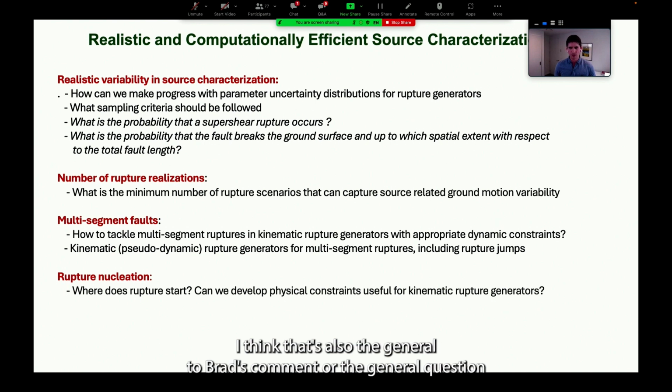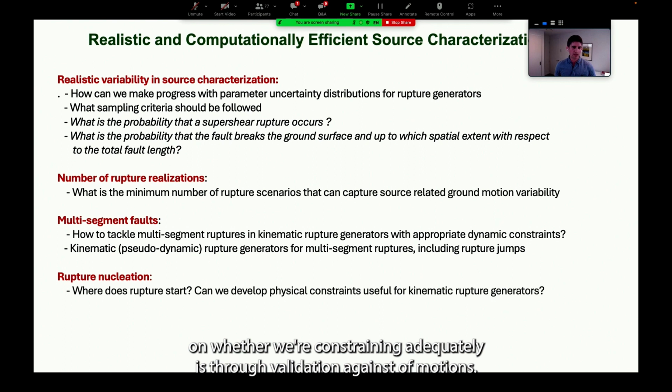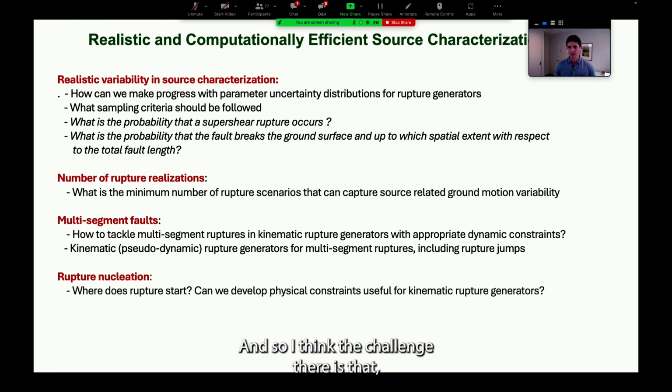I think that's also the general answer to Brad's question about that epistemic distribution. And really, in my opinion, the only way to get a handle on whether we're constraining that adequately is through validation against observed ground motions. The challenge there is that, as Rob alluded to, when we look at slip inversions, they're not actual data, they're a model inference of the data.